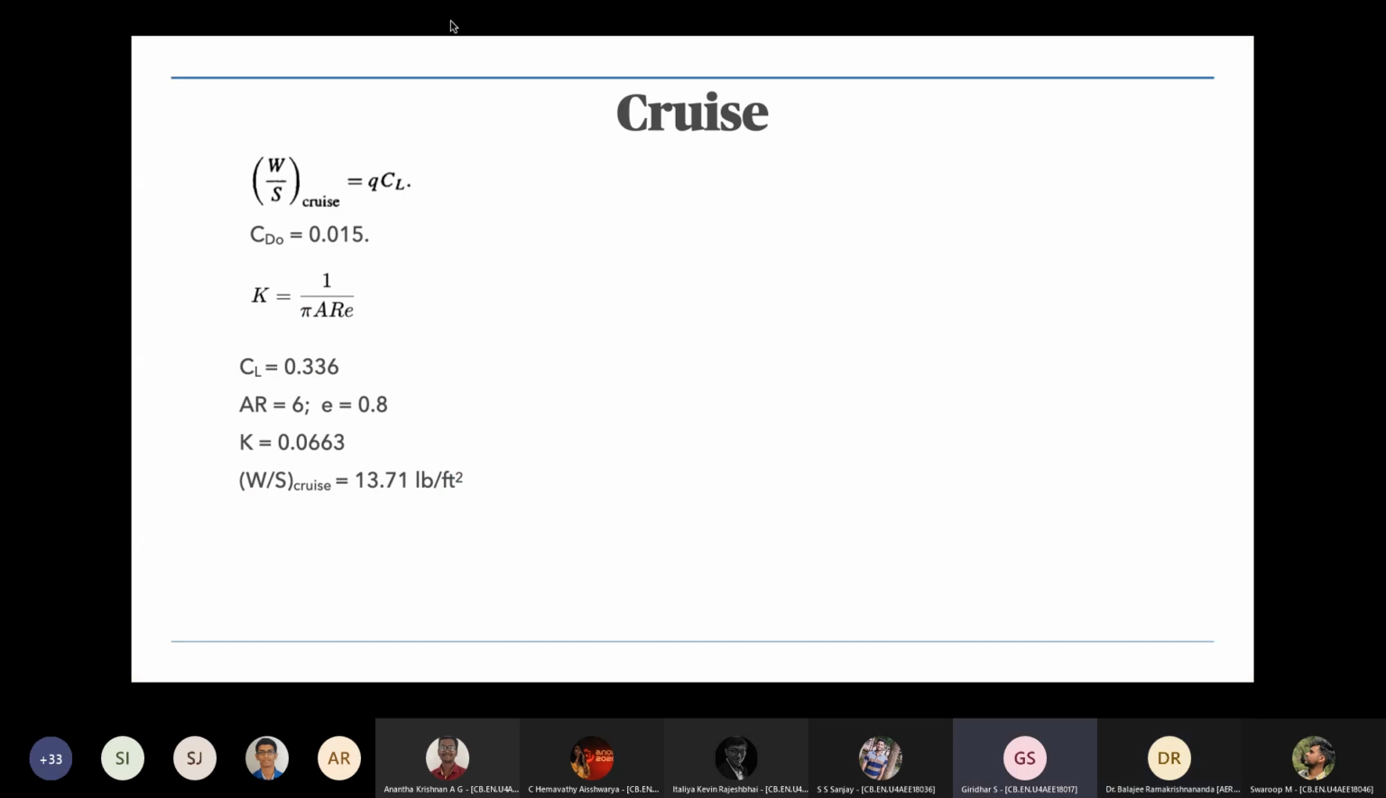So the CD naught that we took was 0.015, and the corresponding CL that we get is 0.336. And why are you finding the CL here? Sir, for optimum CL, sir. No, you assume the CL. You assume some CL and half rho v squared. Okay. Cruise height, you know the rho. You know the velocity. Cruise velocity, you assume. The cruise velocity is given, sir. Okay. So CL you assume. Cruise CL.